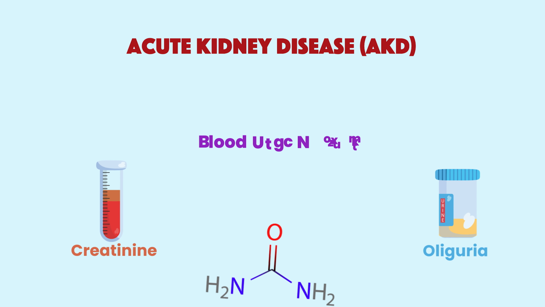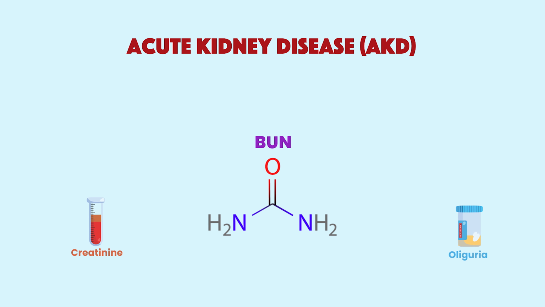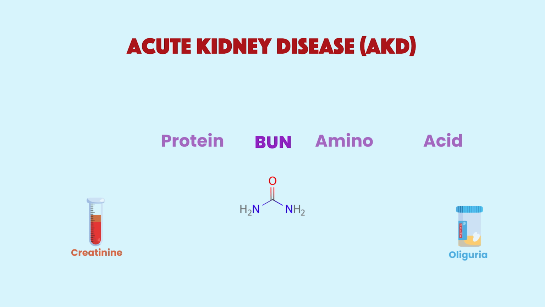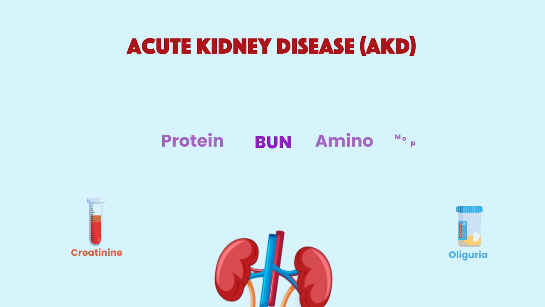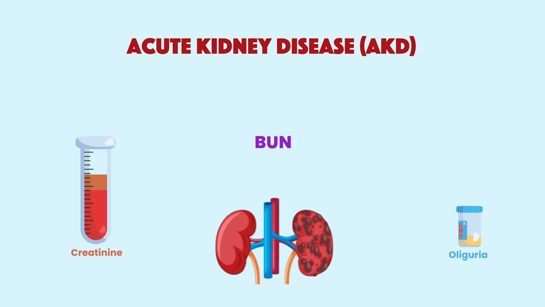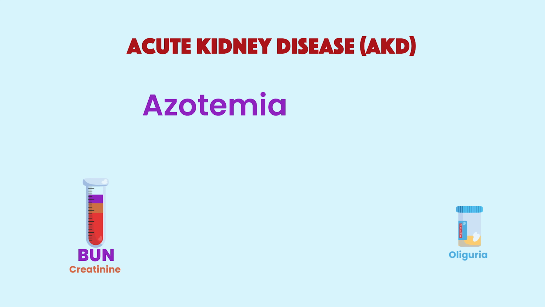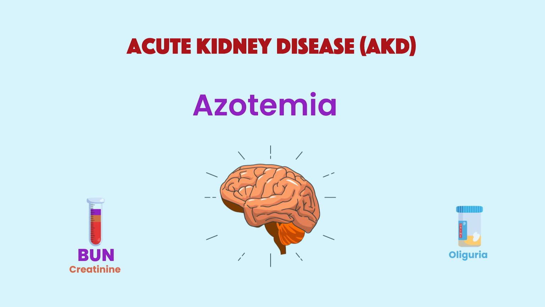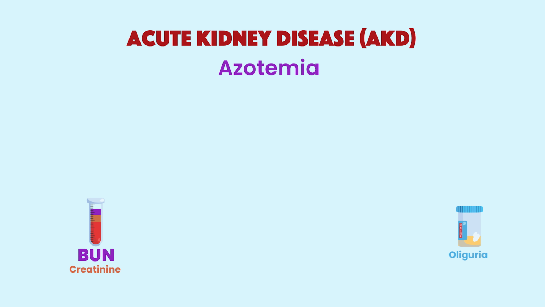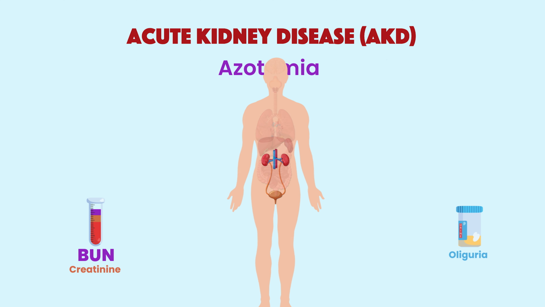Blood urea nitrogen, or BUN for short, is a byproduct of protein and amino acid metabolism. So impaired kidney function also results in elevated BUN levels. Instead of being excreted in the urine as usual, the nitrogenous waste products like urea build up in the blood. And this condition is called azotemia. Azotemia can be especially harmful to the brain, which is why the kidneys are so important. Another advantage of measuring the BUN levels is to determine the type of acute kidney injury.